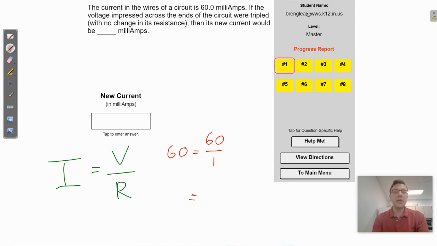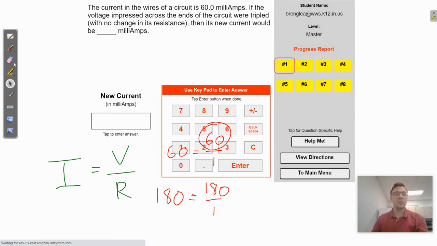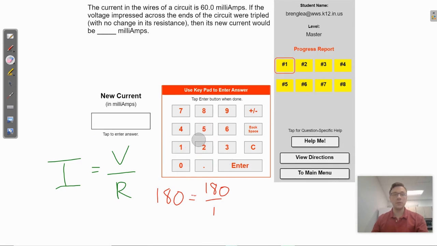Now, it says that the voltage is tripled. So what that means is if I triple the voltage, which is the 60 in the numerator right here, it becomes 180 over 1, and that's equal to 180. So our new current here would be 180 milliamps. And let me go ahead and erase this here so we can use that.